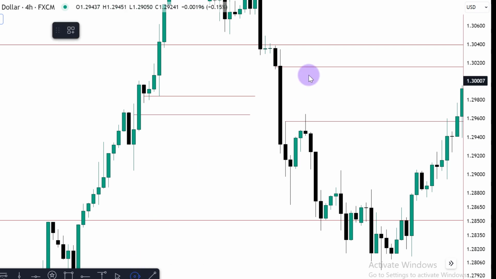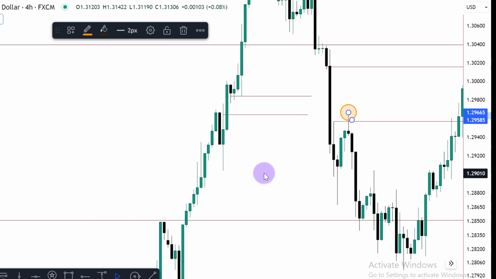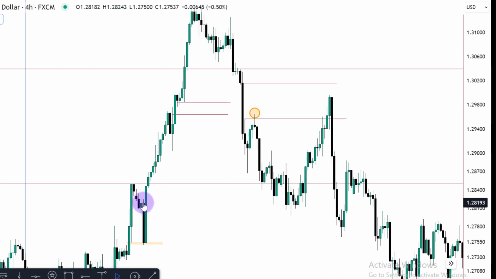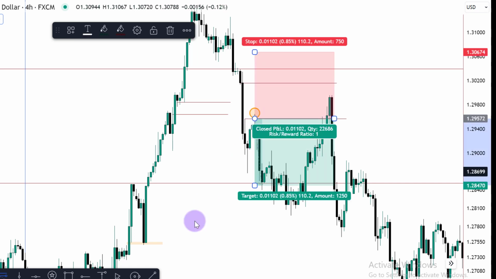Look at how this is IOFED type 2. Look at how price traded back into it at that level and gave us that expansion lower into that bullish order block that was created here. So this would have been a trade. This would have been a trade from that level.